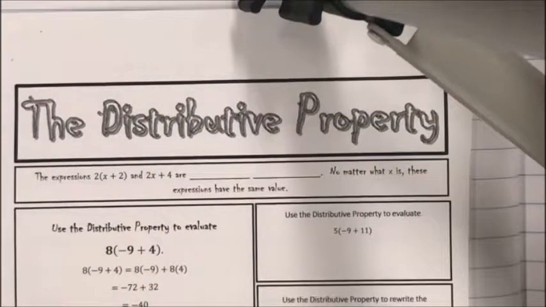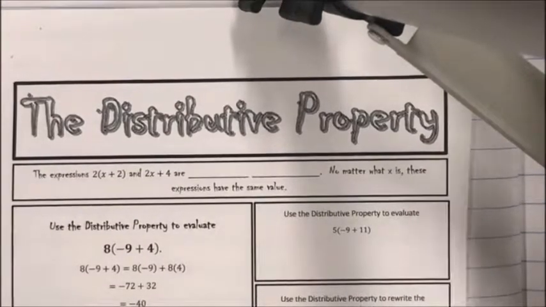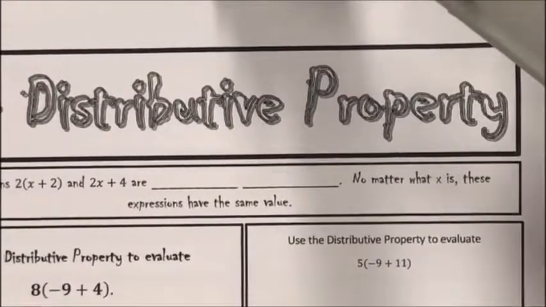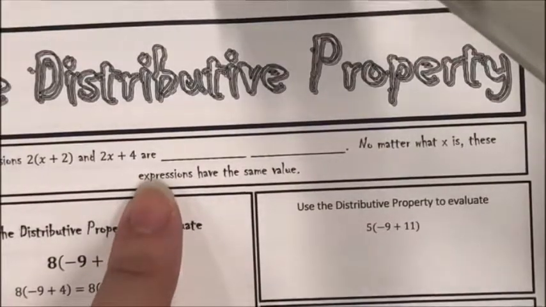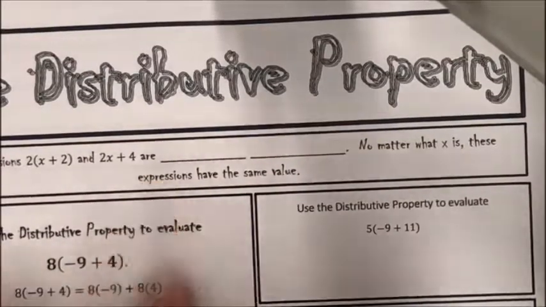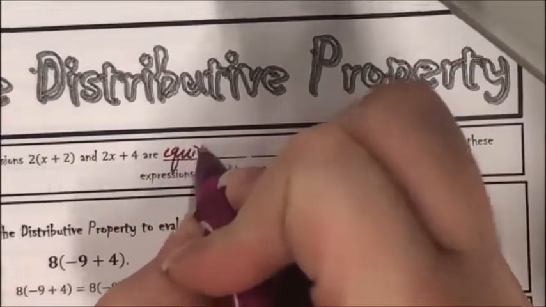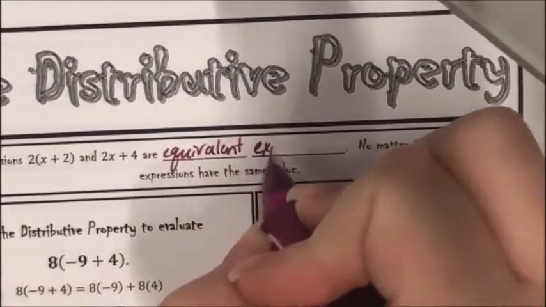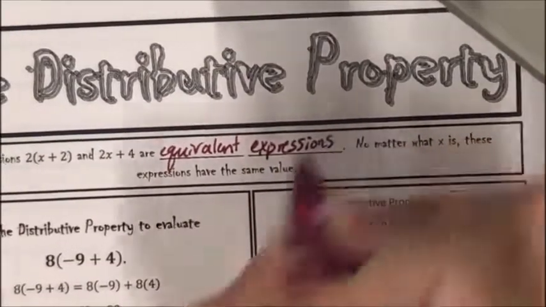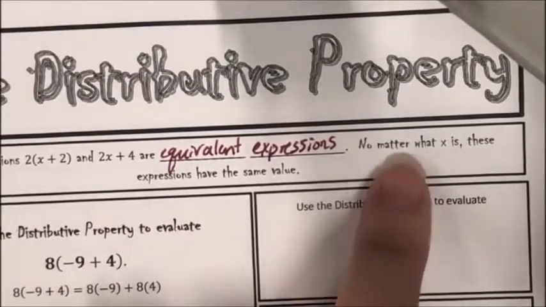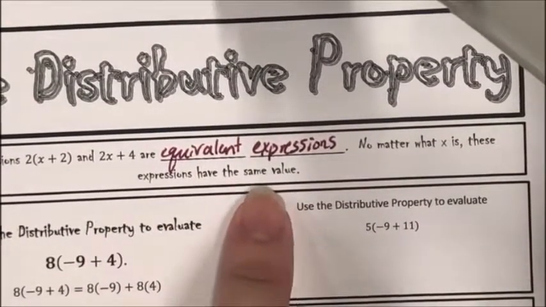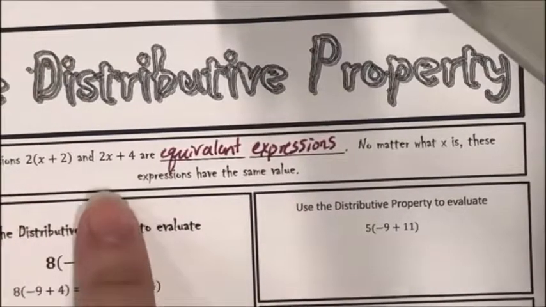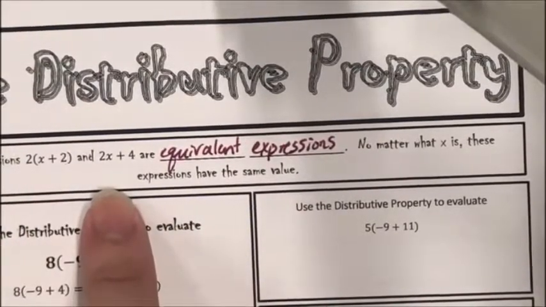This is Chapter 5, Lesson 4, the distributive property. So, the expressions 2 times the quantity x plus 2 and 2x plus 4 are equivalent expressions. No matter what x is, these expressions have the same value. So any number I could plug in for x in either of these expressions, I'll get the same answer.